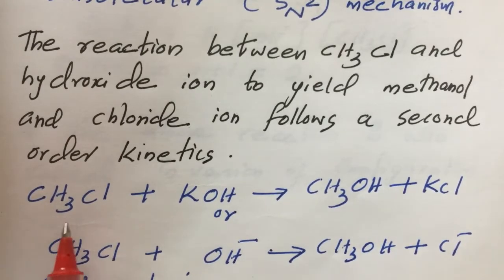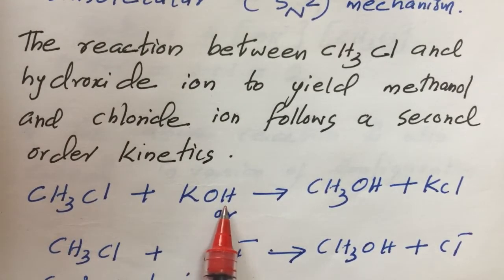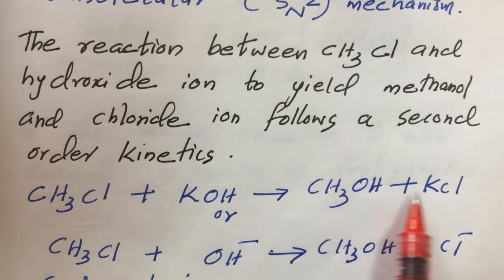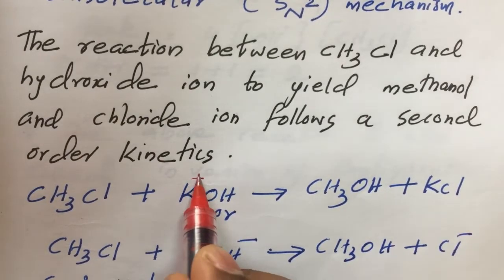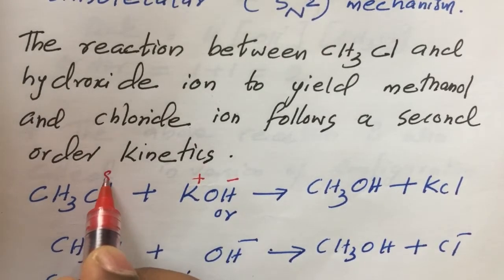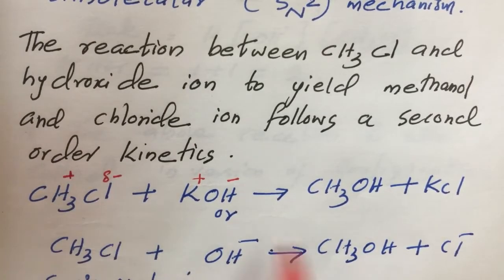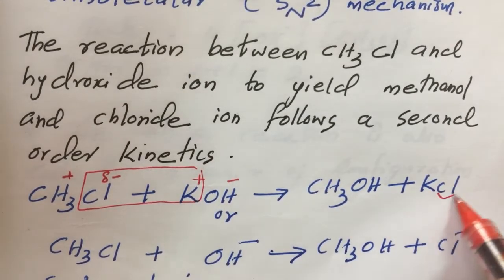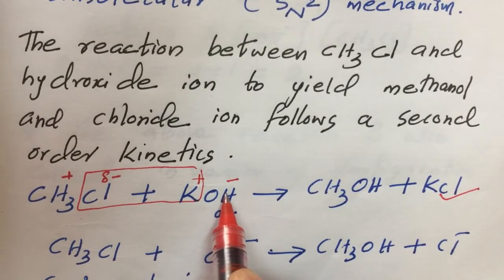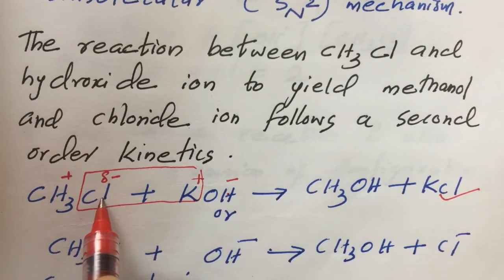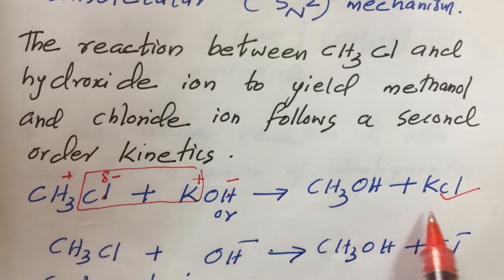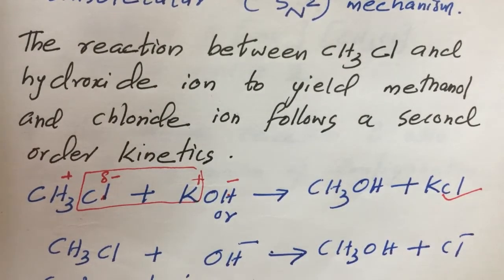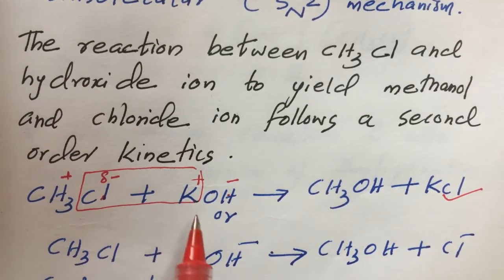You already know this example: CH3Cl plus KOH forms CH3OH plus KCl. Here we have K plus, OH negative, and CH3Cl with Cl delta negative and CH3 delta positive. K plus and Cl minus combine to form KCl, and the nucleophile OH minus replaces the nucleophile Cl minus. So this reaction is an example of a nucleophilic substitution reaction. The actual mechanism of this reaction is called the SN2 mechanism.